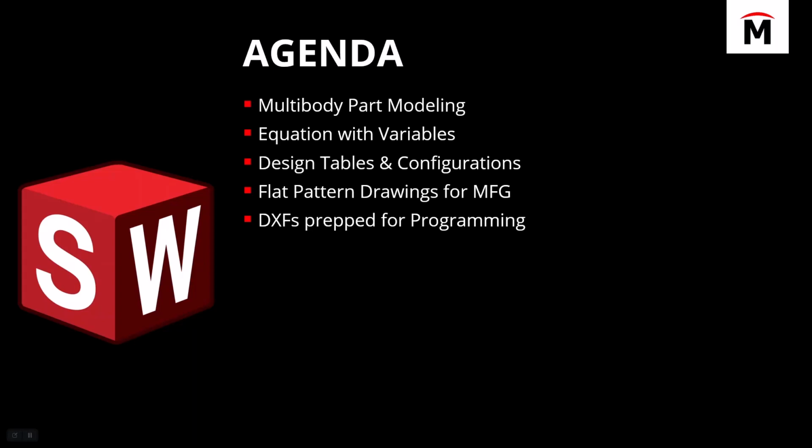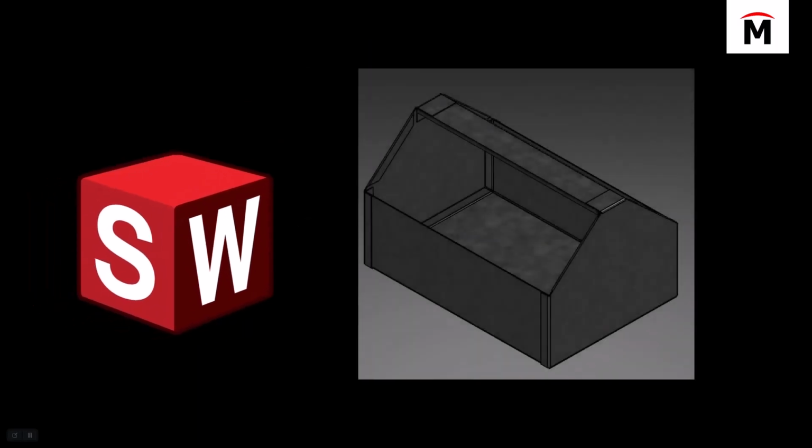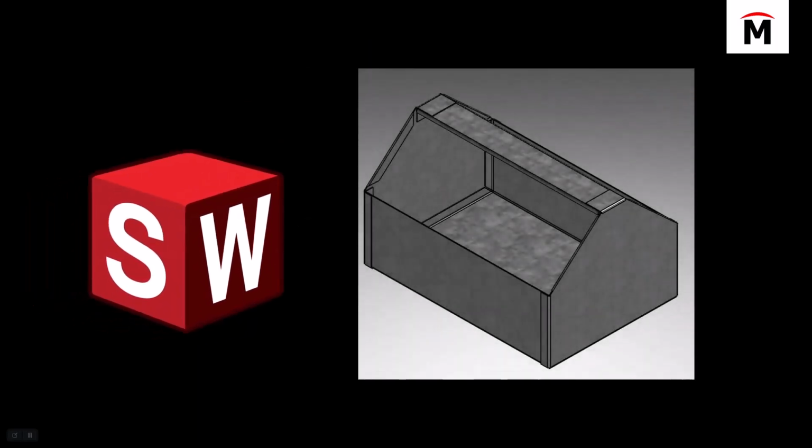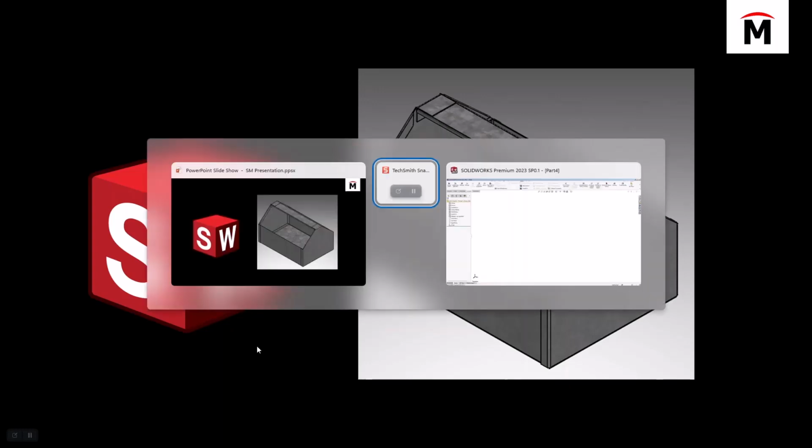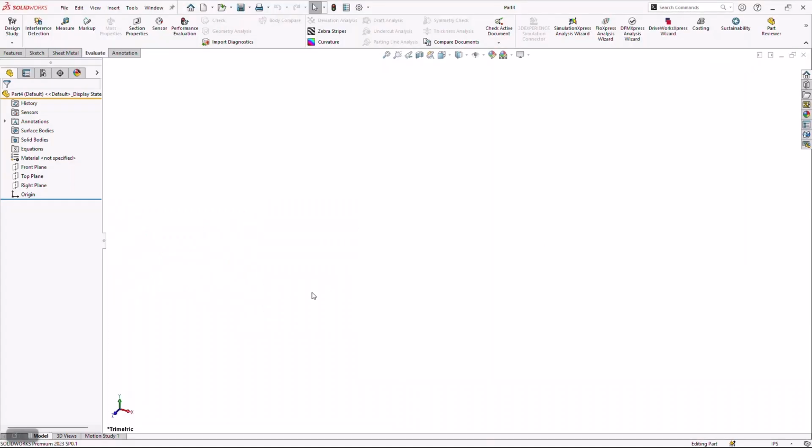And then finally, but certainly not least, the last thing that we want to do is we want to be able to have intelligent drawings that have all of our information for manufacturing and DXFs that are prepped for the CNC programmers. So with that said, let's go ahead and dig into this design. What I'm going to be doing is I'm actually going to redesign this part that I did so many years ago using sheet metal and all of these techniques that I find very valuable. So let's go ahead and get into SOLIDWORKS.